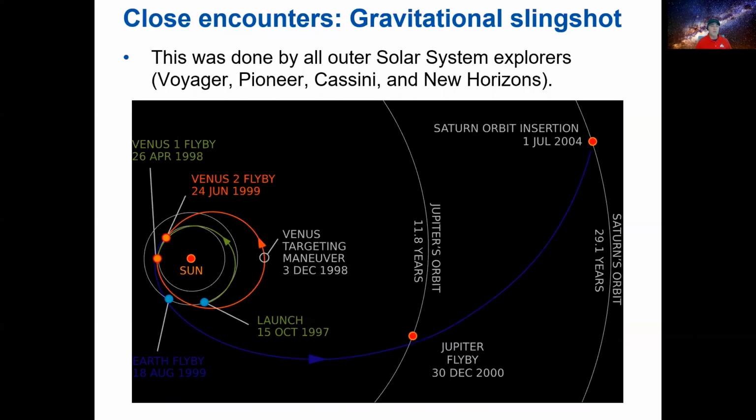This gravitational slingshot was used by all outer solar system explorers: Voyager 1 and 2, Pioneer 10 and 11, Cassini, and New Horizons. Here is the Cassini gravity-assisted trajectory to Saturn. Boosts from Venus, Earth, and Jupiter were used to get Cassini to Saturn with minimal use of fuel.